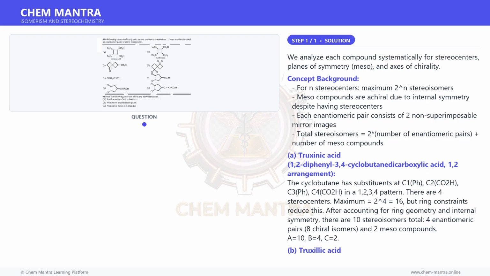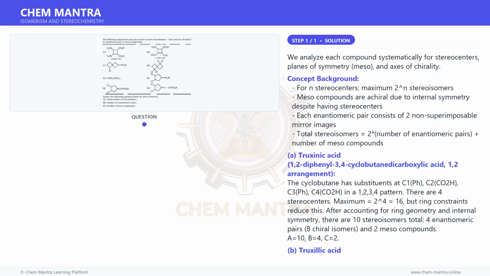C. Fused bicyclobutane with CO2H and Cl. Two stereocenters, the carbons bearing CO2H and Cl. With ring fusion constraints, 4 stereoisomers are possible. Two enantiomeric pairs, no meso forms. The 2 stereocenters bear different substituents, so no internal mirror plane. A is equal to 4, B is equal to 2, C is equal to 0.